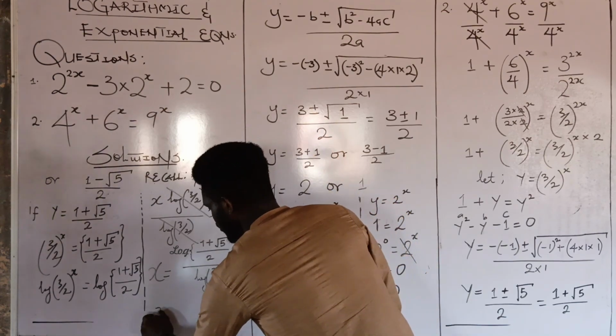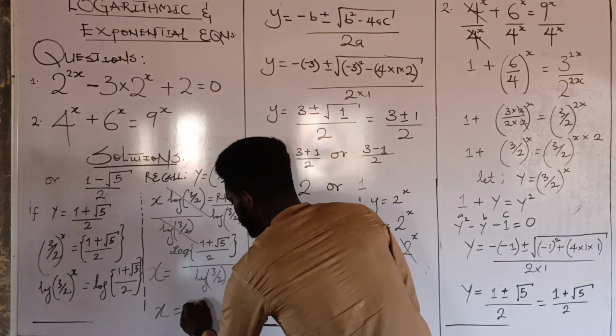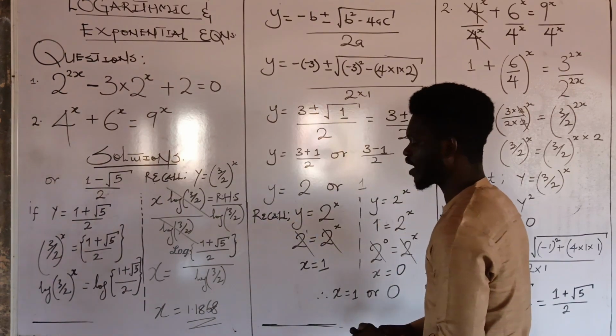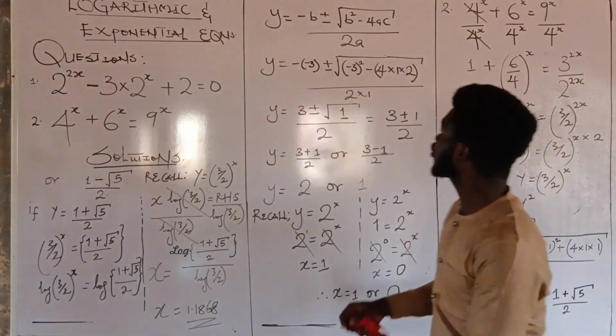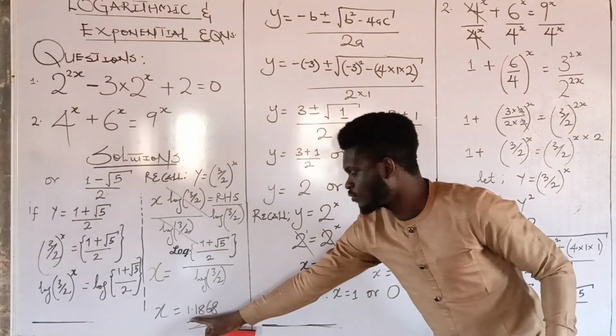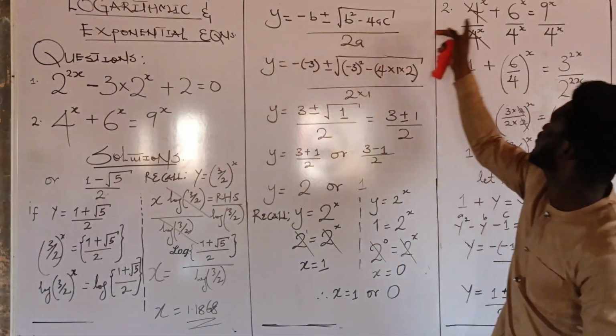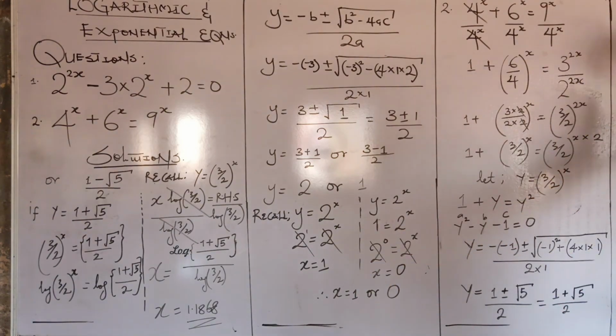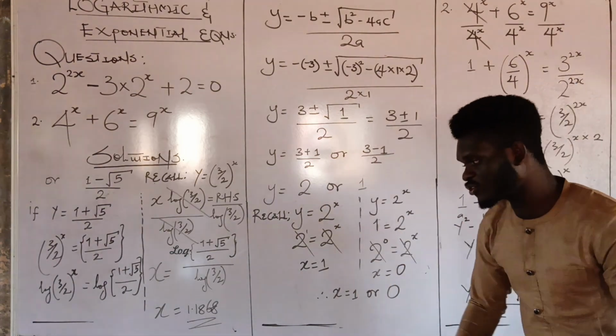When you punch this in your calculator, you are going to get 1.1868. This is an approximate value for x. And if you plug that value into this, you will get 9 raised to the power of that x. Exactly, which is 13 points. And you can confirm that with calculator when you try that.